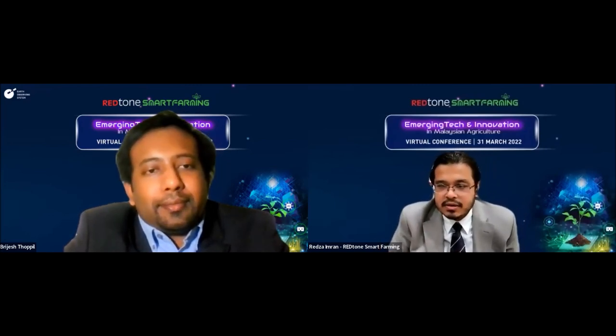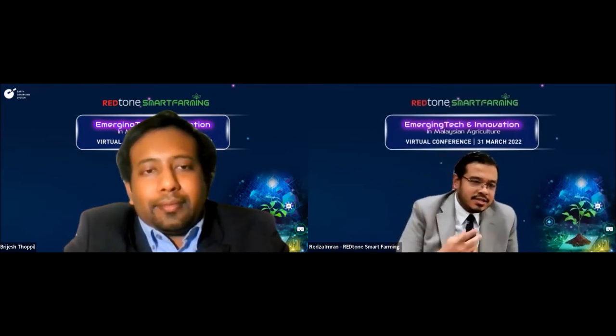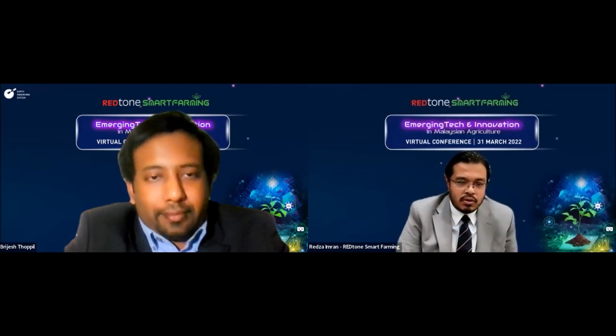The next question is, yellowing of leaves is not always a result of nitrogen deficiency. I think this is in response to your slide just now on palm oil. Sometimes disease infection can also cause yellowing. How would it be possible to tell one from the other?